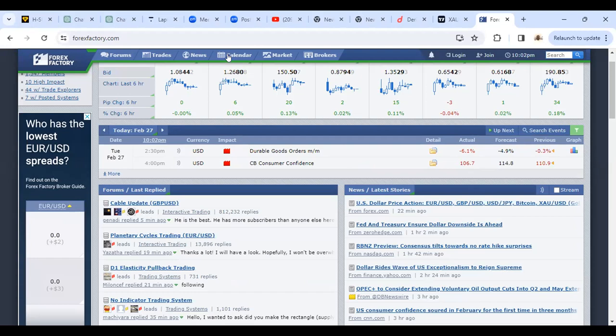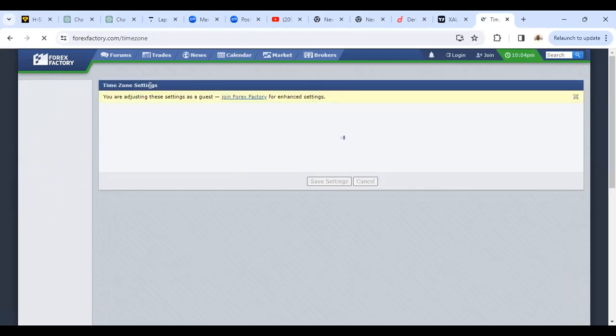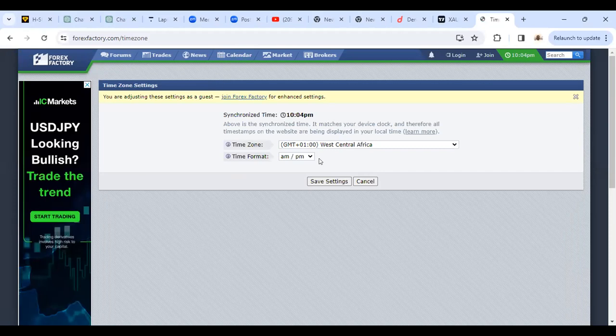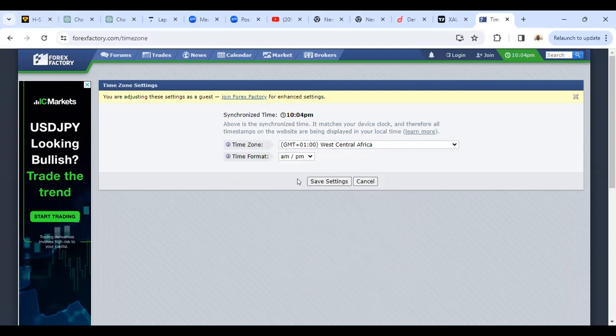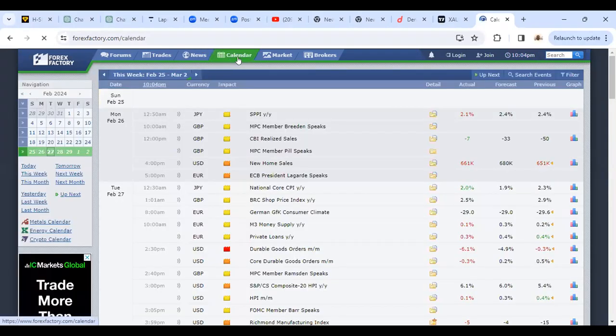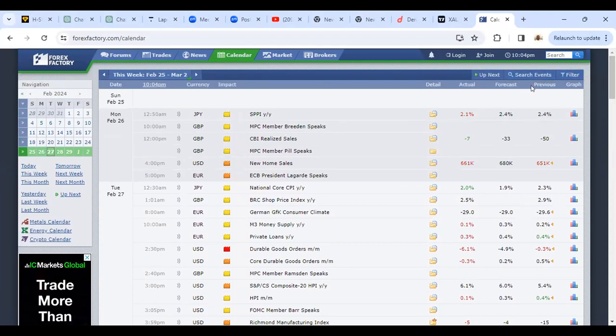So you click here, you come here, you click calendar. Make sure you click on this time. You change this to your own time zone. So this is West Africa. If you're not in Nigeria, you can click here and it will show you every other time zone. So the time zone is correct. It's going to show you Nigeria time. Whenever there is a news coming up, it's going to show you the Nigeria time of the news.